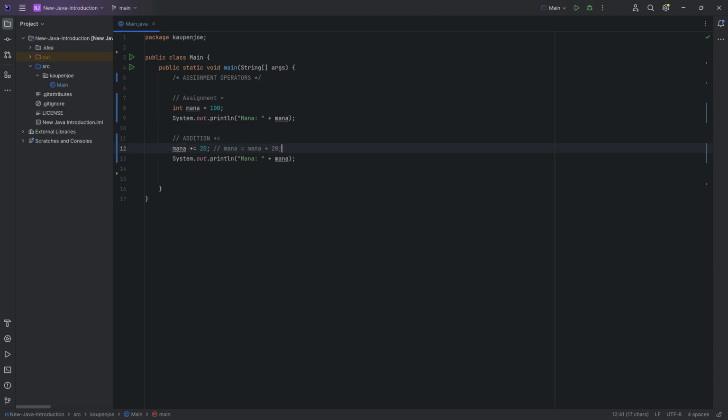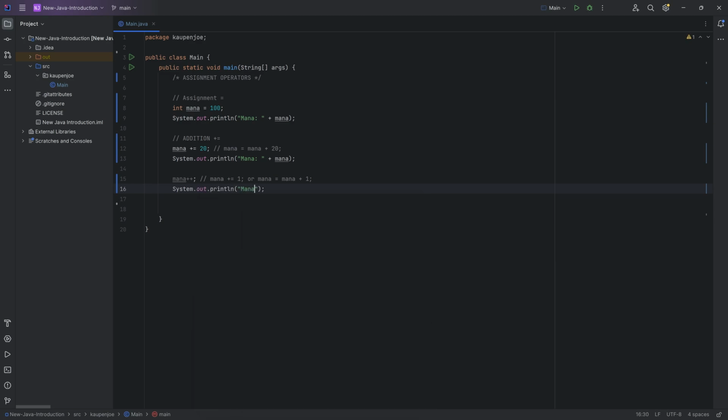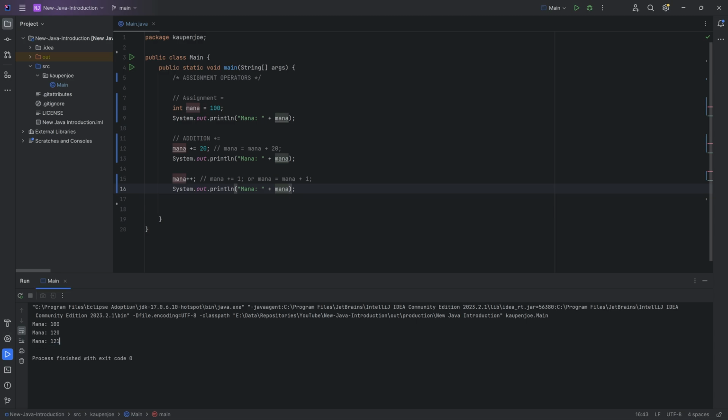Now, you can, of course, also write mana equals mana plus 20. And what you could also do, if you only wanted to increase this by one, is write mana plus plus. And that also works. However, that is only going to increase it by one. So that would be equal to mana plus equals one or mana equals mana plus one. And just to be sure that this is actually the case, let's also print this out. So this is going to be mana. There you go. And printing that out is going to reveal to us 121.